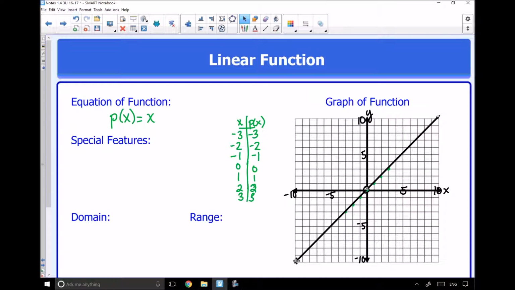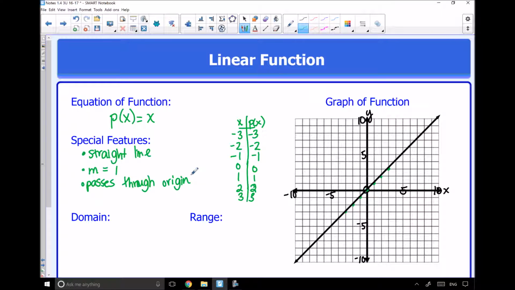So what are some special features of the parent function of a linear function? Well, the first thing I want you to notice is that it is a straight line. Okay, that's really important. The next thing I want you to notice is that the slope is 1, so m equals 1. Okay, and we also know that it goes through the origin, so it passes through the origin. Okay, and that it divides the plane in half diagonally.